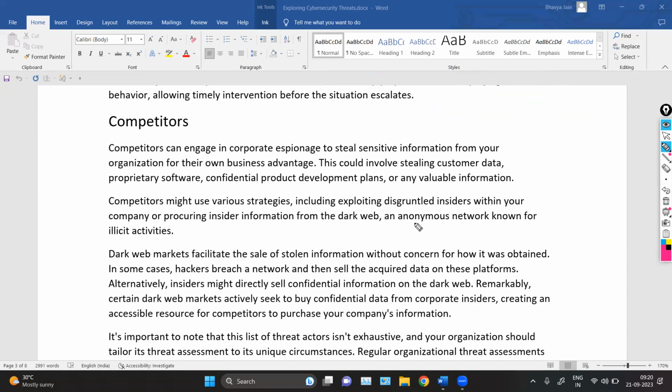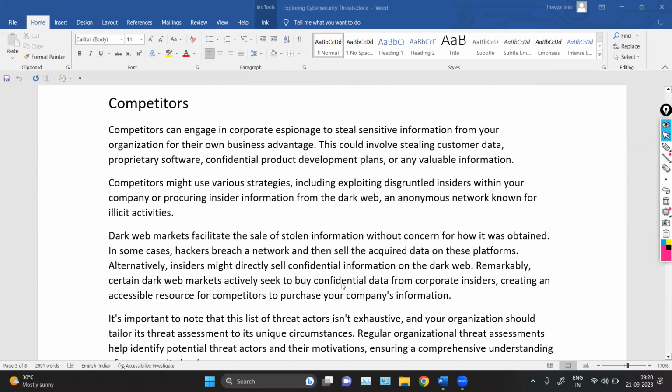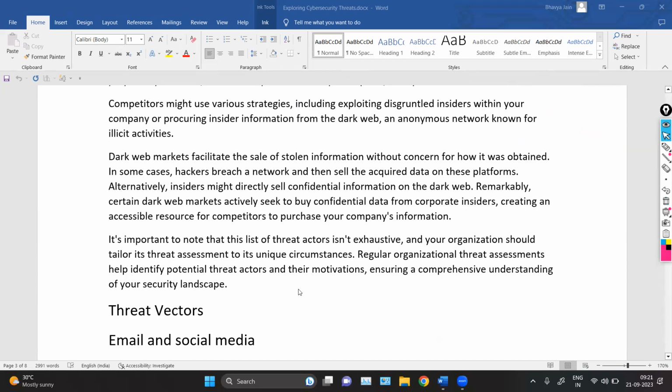Okay. So the dark web market also facilitates the sale of stolen information without concern for how it was obtained. We will discuss in detail what the dark web is, but the dark web is the part of the internet where illegal activities are performed. For example, guns and drugs smuggling, fake identity cards, fake visas, fake credit cards, etc. You can purchase those there. Also software, etc. We have many illegal activities performed on the dark web. Also, there are dark web markets which sell company data.